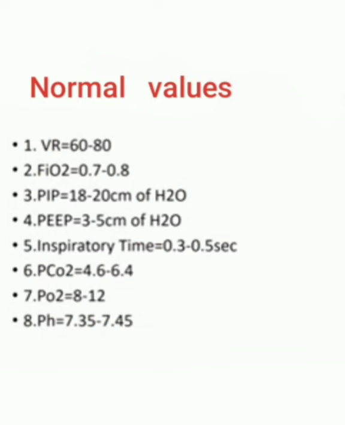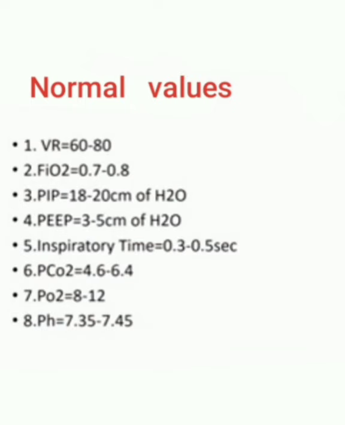Let's start. First we need to know all the normal values. Number 1, VR, that means ventilator rate. Ventilator rate normal value is 60 to 80. Number 2, FiO2. FiO2 means fraction of inspired oxygen and its normal value is 0.7 to 0.8. Number 3, PIP. PIP means peak inspiratory pressure and its normal value is 18 to 20 centimeter of water. Then 4, PEEP. PEEP means positive end expiratory pressure. So PEEP normal value is 3 to 5 centimeter of water.